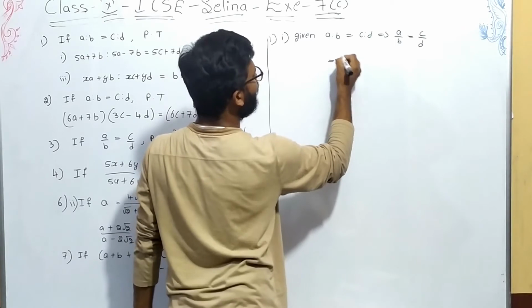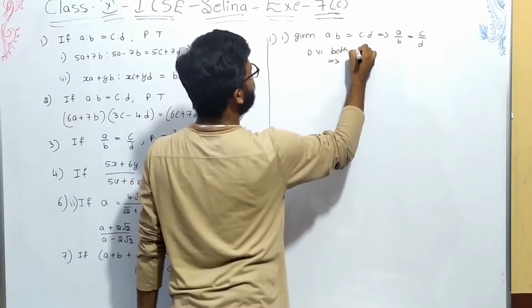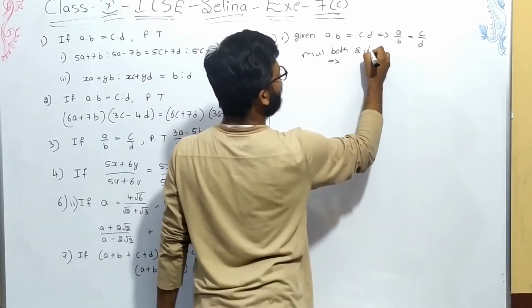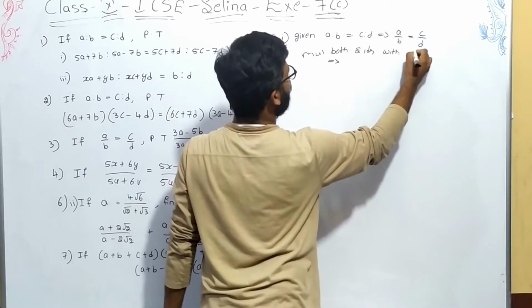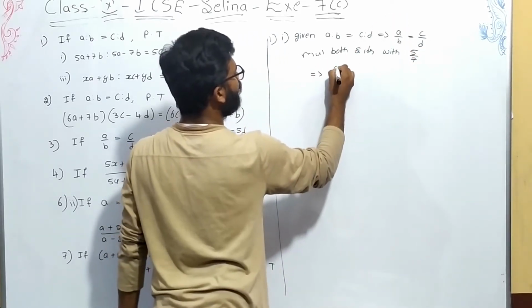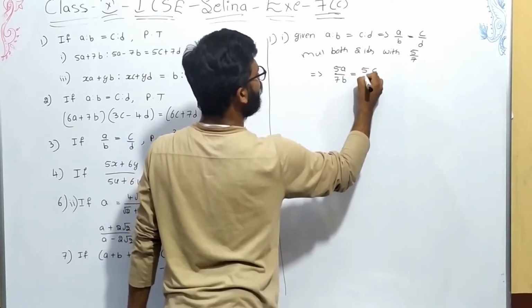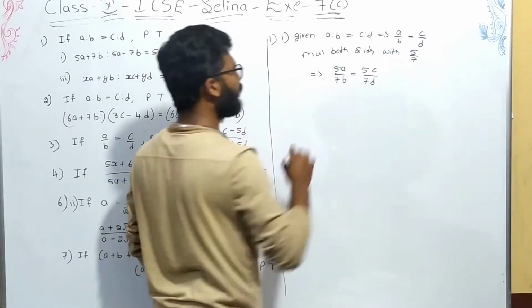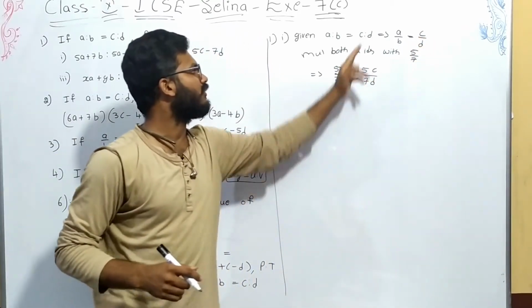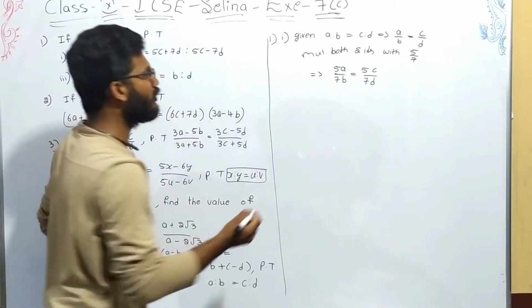So we have to divide both sides or multiply both sides with 5 by 7, as I want 5A and 7B. That implies 5A by 7B is equal to 5C by 7D, right? I know these two are equal, so I am multiplying with 5 by 7, so it becomes like this. Now I want this, so which property do I have to use?